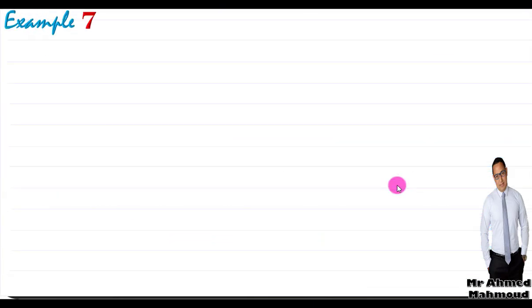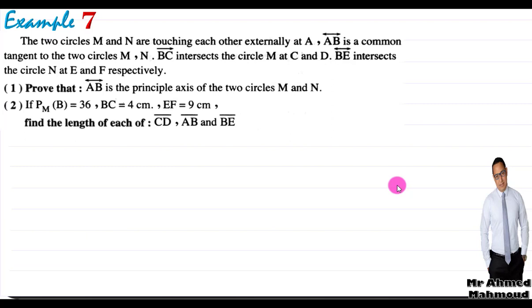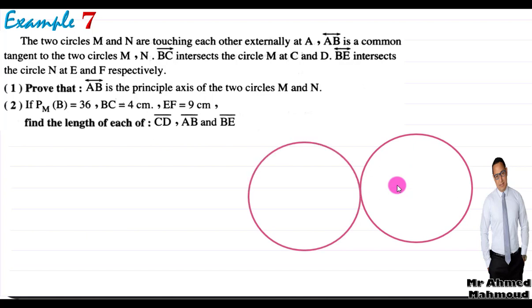Now we have example 7. Two circles M and N intersect, touching externally. Okay, now I'm going to draw two circles touching externally like this at the point A. So this point is A. AB is a common tangent, so I'm going to draw AB, the common tangent, like this, in which this is the point B.